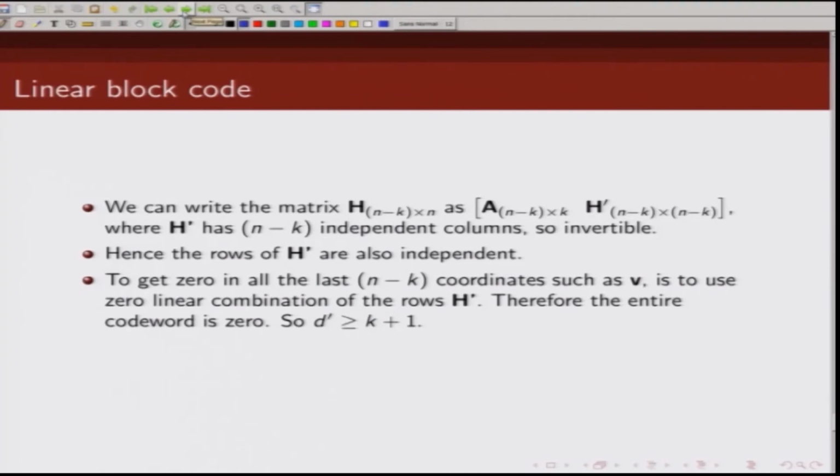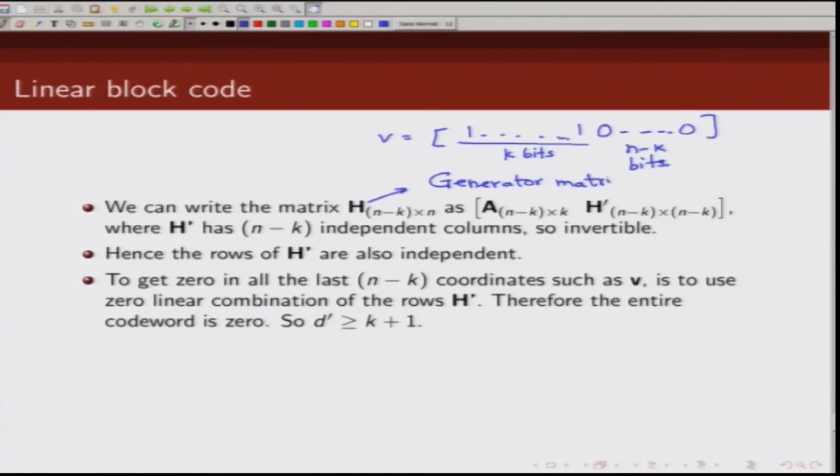Now, remember what we said about our code word v? We said that in our code word v, at most the first k bits are 1. These first k bits can at most be 1, and the remaining n minus k bits are all 0. Now, this H matrix is the generator matrix for the dual code CD. So, if we have to generate a code word like this from this generator matrix, we will have to use this matrix.